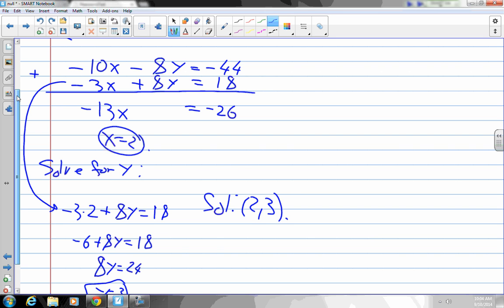But on the tests, on the little worksheets that I'll give you, they'll say solve by substitution, so you have to show the work of solving by substitution. Or solve by elimination, so you have to show the work of solving by elimination. Or it'll just say solve, and then you do whatever you want. Okay?